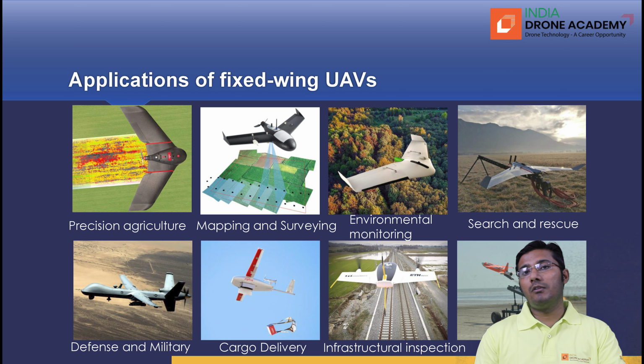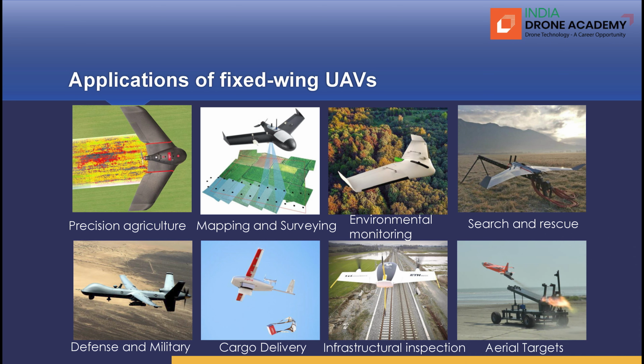These all have very good structures and facilities, and during the construction of such complex structures, the monitoring and inspection can be done using a fixed wing drone. It can track the progress of, let's say, railway track construction. It can also be used for aerial targets, which is again a use of drones for defense and military purposes.